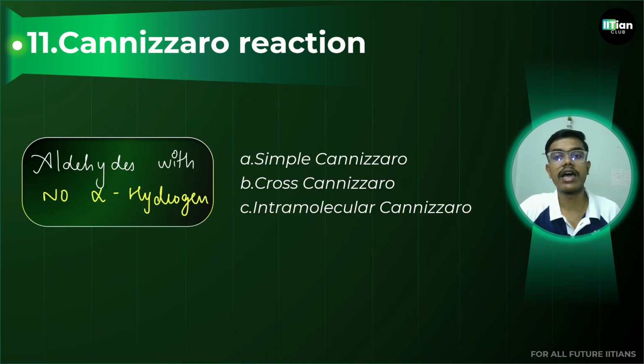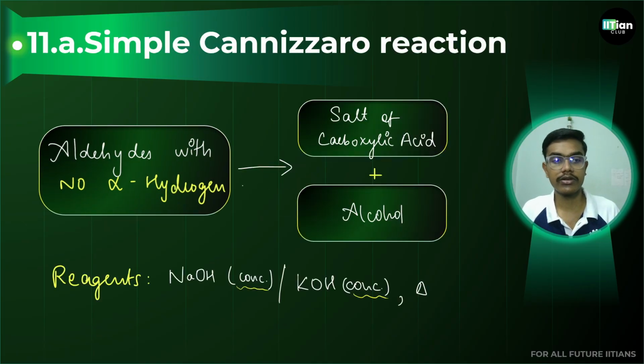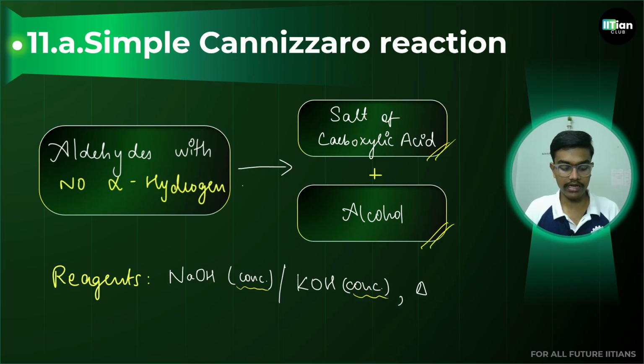And next you have the Cannizzaro reaction. This happens when there are aldehydes with no alpha hydrogen, and there are three types of Cannizzaro reaction: simple, cross, and intramolecular. We'll see that. In the simple Cannizzaro reaction, the aldehyde with no alpha hydrogen is converted into the salt of a carboxylic acid and an alcohol. The reagent is concentrated sodium hydroxide. Earlier it was diluted. Here it is concentrated base, and you will be heating in the next step.